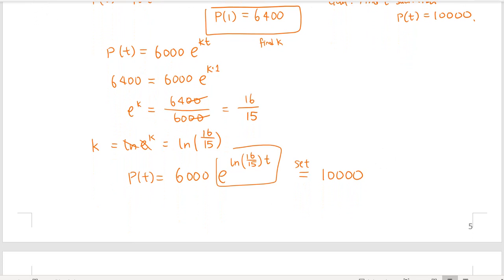So what do we do here? Let's isolate the exponential term. So e to the ln of 16 over 15 times t equals 10,000 over 6,000. Ooh, this is 10 over 6, so 5/3. Okay, and now in order to solve for t, we apply natural log to both sides, right?